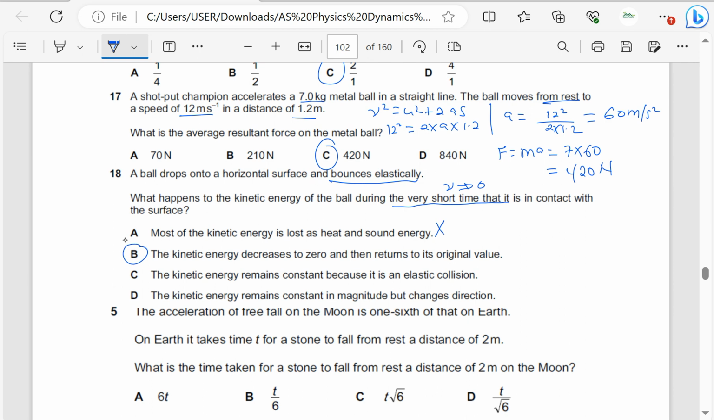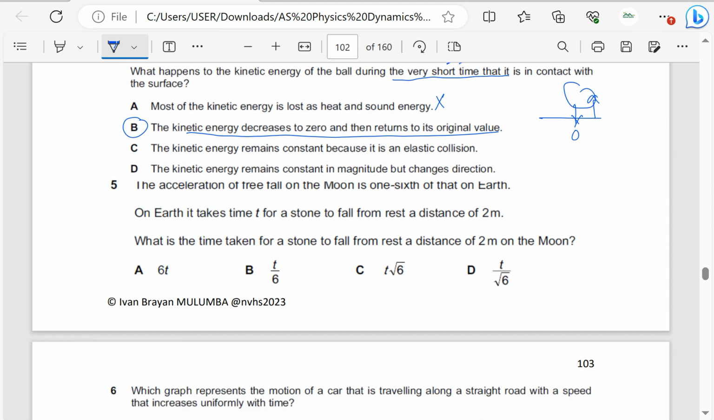So the answer is going to be B. The kinetic energy decreases to 0 and then returns to its original value. That is because at the point of contact, the velocity rapidly goes to 0 before it grows back to its value in the opposite direction. So the answer is going to be B.